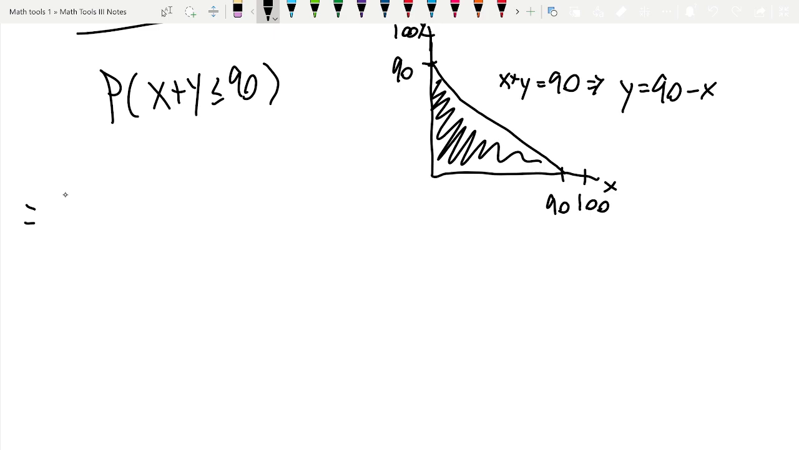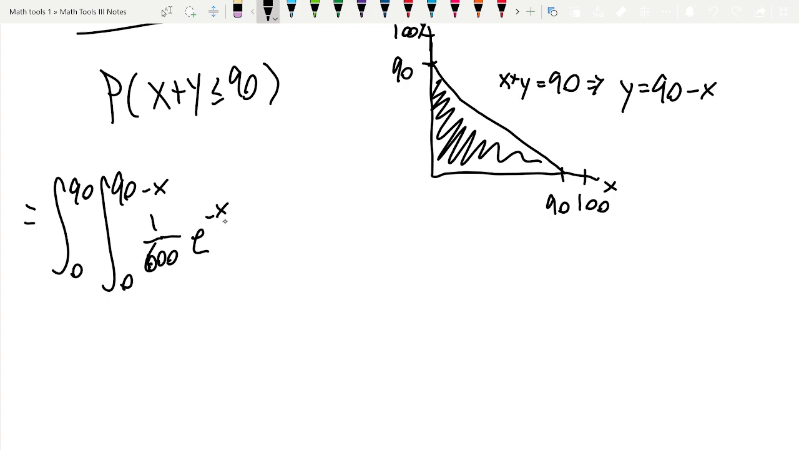So what we could do is we could say, okay, this is the integral from 0 to 90 and 0 to 90 minus x of f of x y, which is going to be 1/600th, e to the negative x over 15, e to the negative y over 40, dx dy.